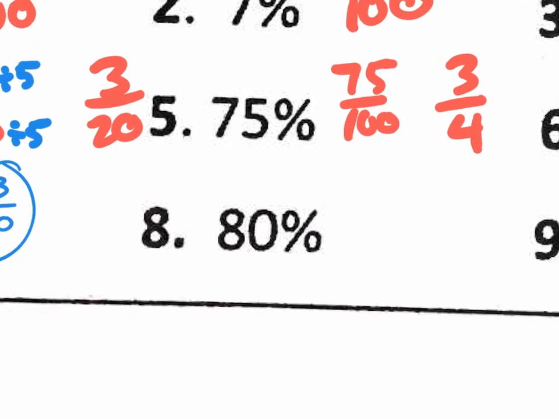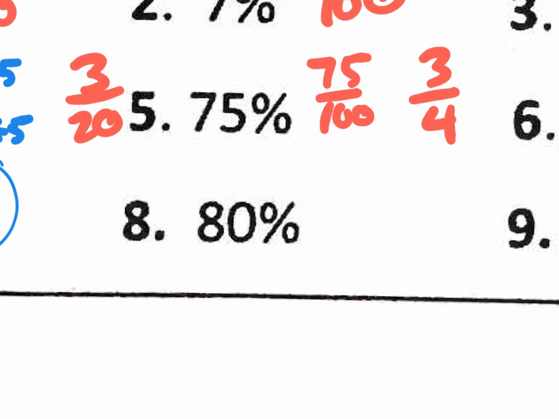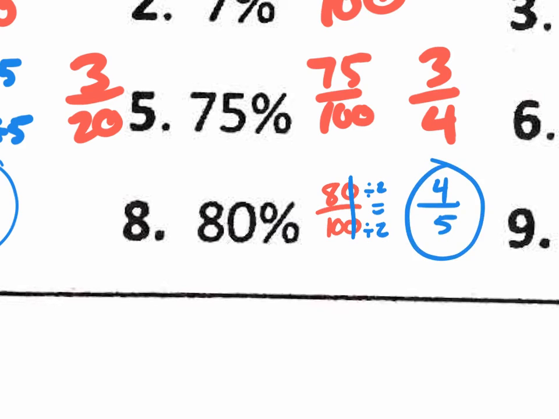Moving on to number 8. 80%. 4/5. How did you do that? I converted it into 80 over 100. Perfect. And then I divided each by... Then you reduced it, right? Yeah, and you're absolutely right. Now, whenever you see a 0 on top over a 0 on the bottom, you can just cancel those out and it becomes 8/10, right? And then the 8/10 you could reduce by 2. 8 divided by 2 is 4. 10 divided by 2 is 5. So yes, the answer is 4/5.